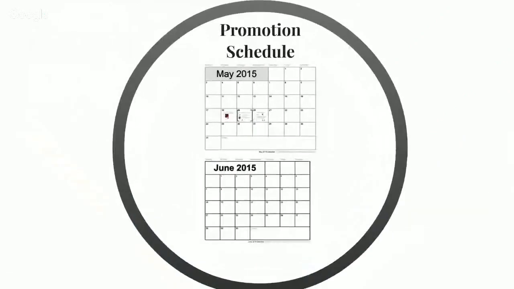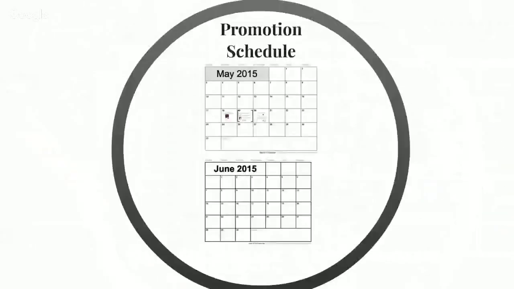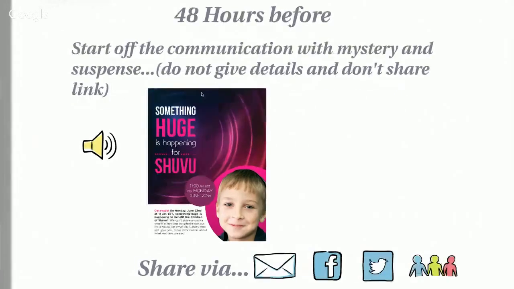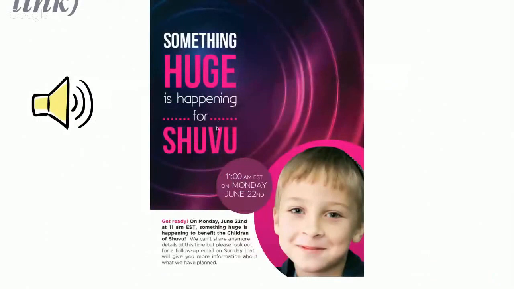So here's a promotion schedule. 48 hours before, we send out the first email. Start off the communication with mystery and suspense. Do not give the details and don't share the link of your campaign. So what is it going to say? It says something new is happening for Shuvu.